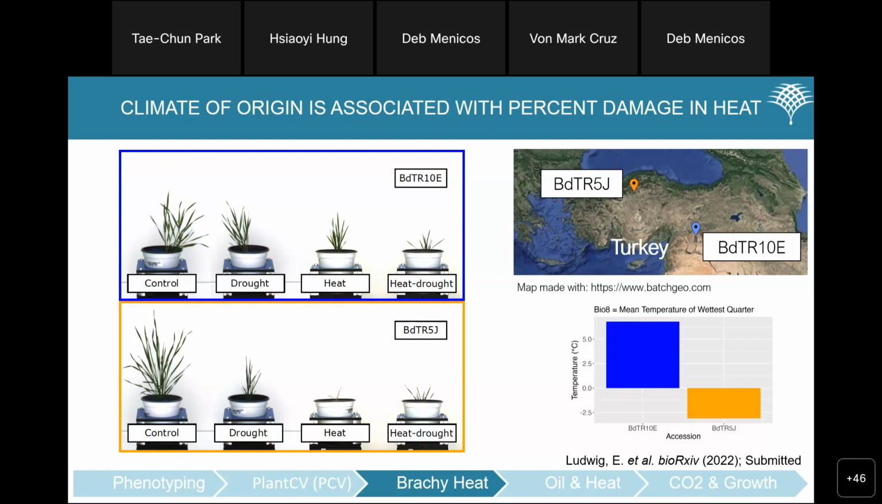When we look at these two lines in terms of their climate of origin, this line comes from a warmer area, and so that's potentially why it's doing better. It's potentially locally adapted for higher temperatures, in comparison to this bottom line that comes from cooler climates.